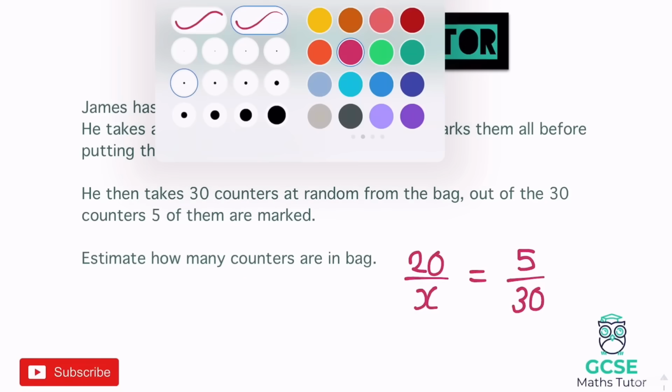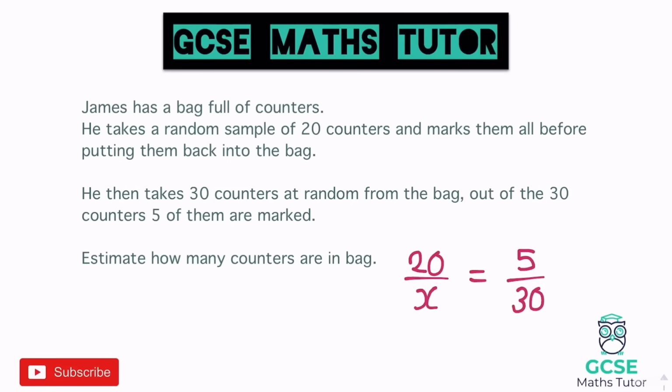So in order to work out what that x value is, we just have to think, okay, well, how do we get from 5 to 20? And we do that, if these fractions are equivalent, by multiplying by 4. So in order to get that number on the bottom there, we would multiply this by 4, and that would give us 120. So our answer would be 120 counters.